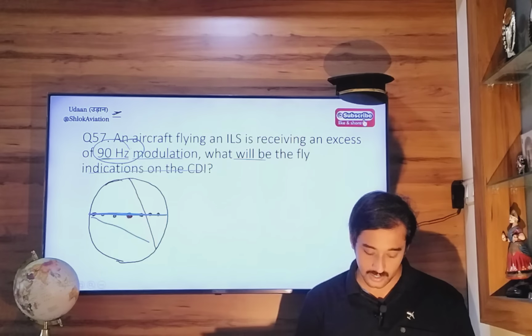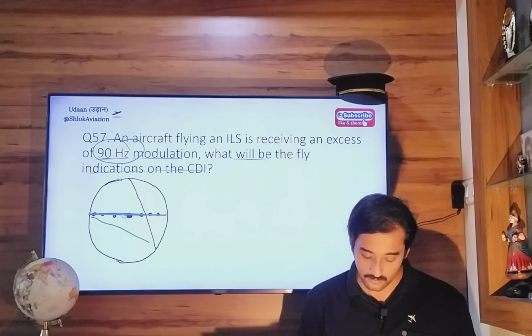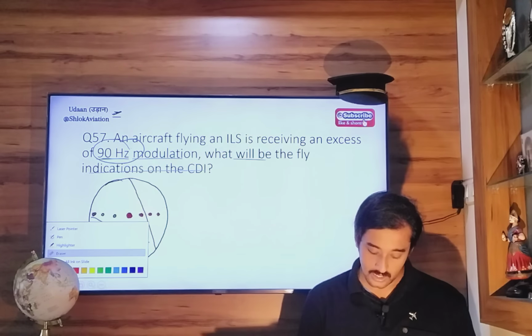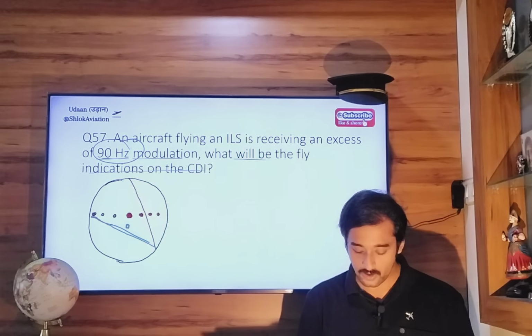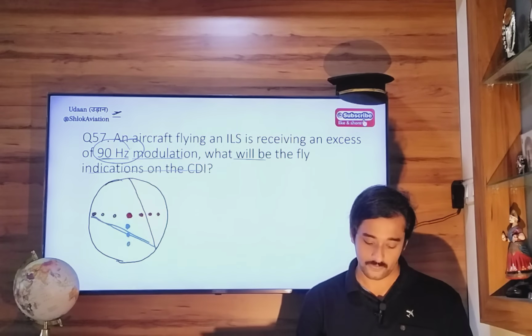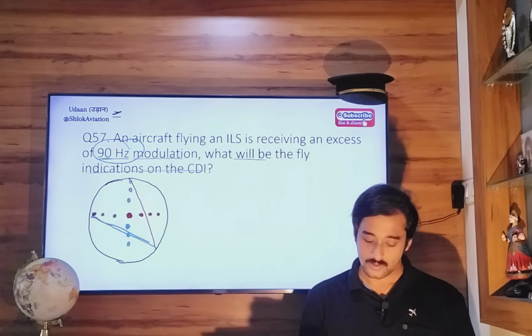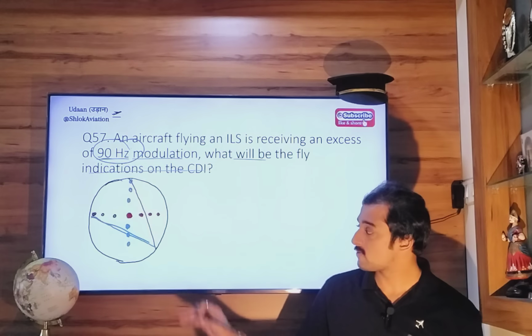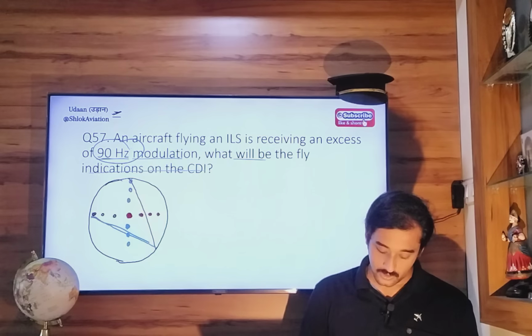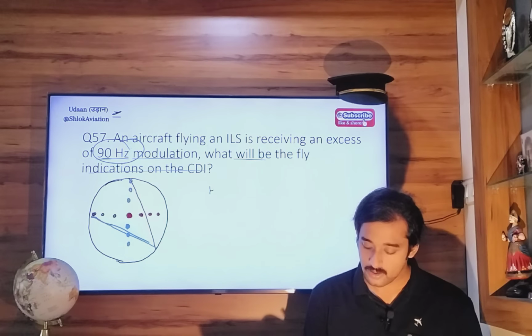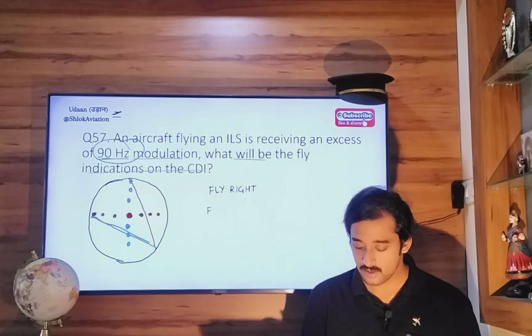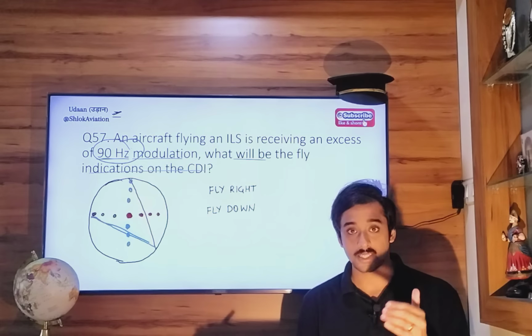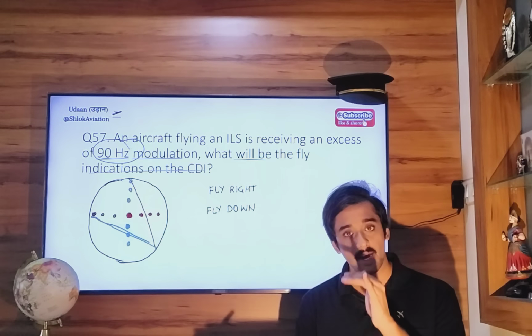So the CDI needle, this glide slope needle, will show a downward trend asking you to fly a few dots down. So the final result will look something like this. In words, it will be fly right, the localizer command, and fly down. So you will select the option which has these two commands, fly right and fly down.